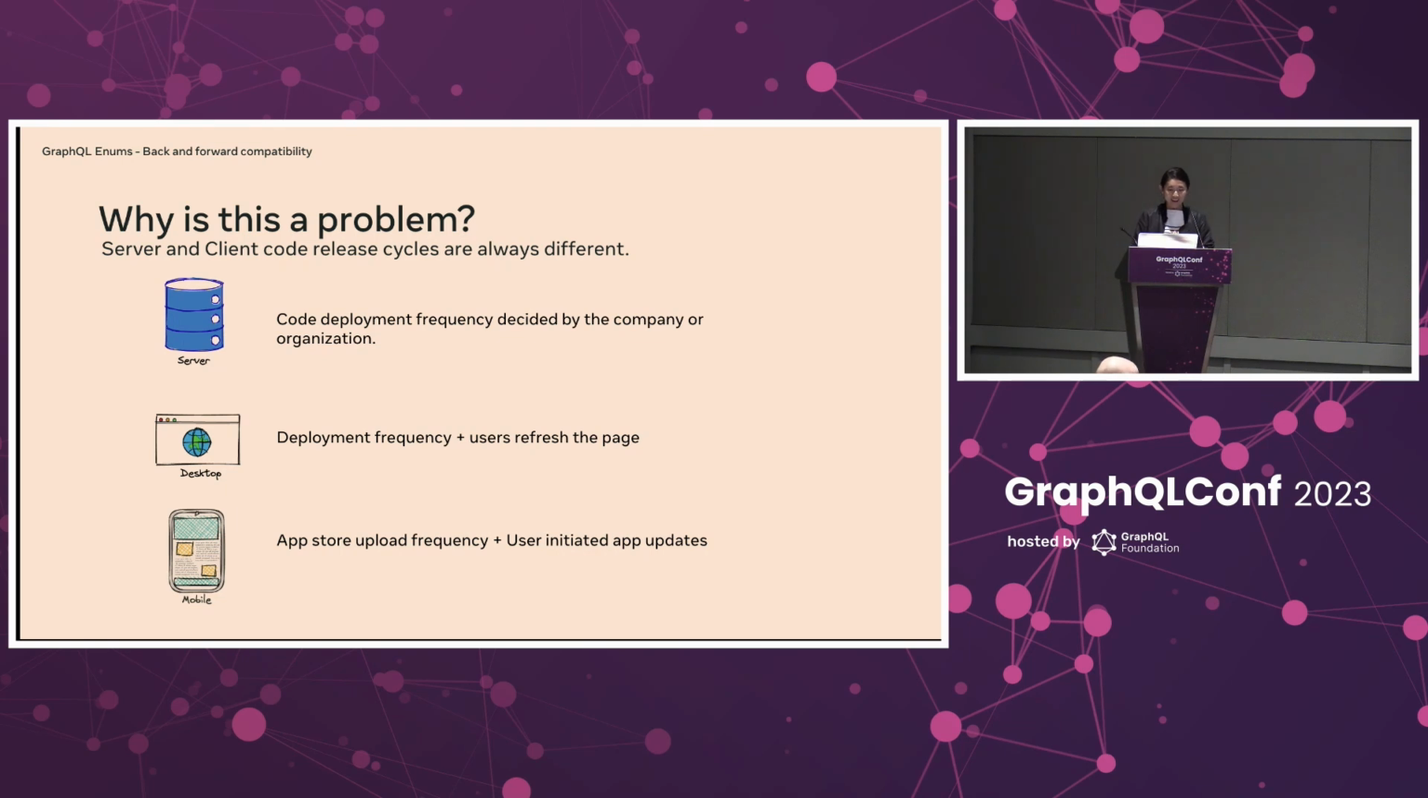For the desktop client, it's your deployment frequency, of course, and plus you're also at the mercy of the users. They have to refresh the browser and then download the latest JavaScript code. And lastly is mobile, which is the least flexible one. One is that the app store has a limit on your upload frequency. And then the users also need to initiate app updates. I know nowadays most phones have automatic updates turned on, but sometimes they're not, so you're still at the mercy of the users. Basically, it's never going to be guaranteed that your new code is deployed to the server and the client always in sync.